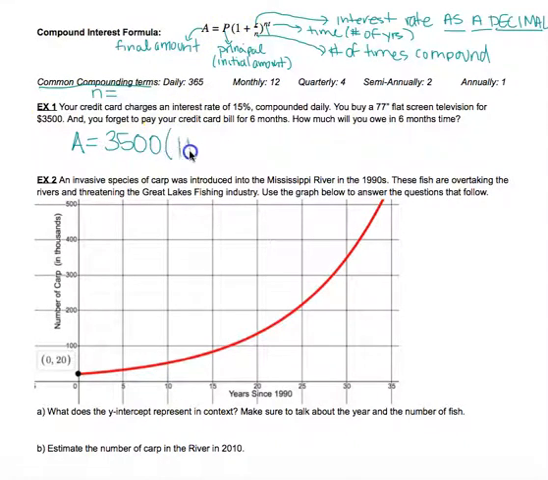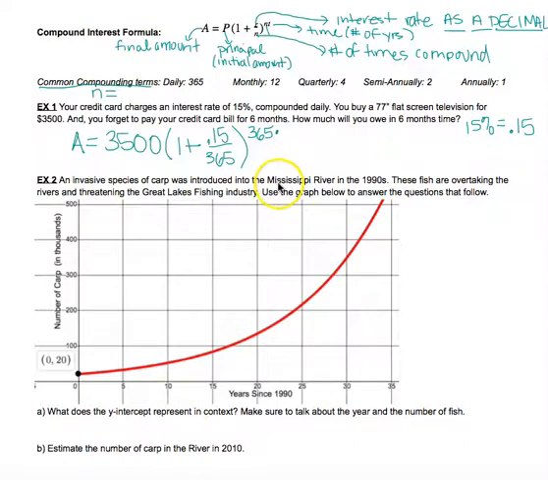Next, we do parentheses 1 plus R, the interest rate, but as a decimal. 15% as a decimal is 0.15. So we move the decimal always 2 places left to make a percent into a decimal, 2 places right if we're going the opposite direction. So 0.15 is my R, divided by N. It says compounded daily, so that means N is 365, raised to the NT, so that means N times T. So we already know N is 365.